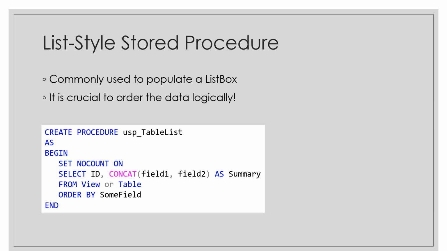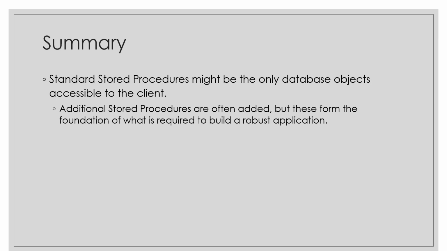So that's basically all you do for a lookup table, right? So you have the data for a drop-down list. The IDs are the internal values of every item in the drop-down list, and the data displayed is your concatenated field. Now, it might not have to be concatenated, right? But whatever summary field represents the information. It could just be the name of the department, for example. And that's it. So in summary, standard stored procedures might be the only database objects accessible to the client. We'll add additional ones as required, but it's basically how most apps are built, on these stored procedures.